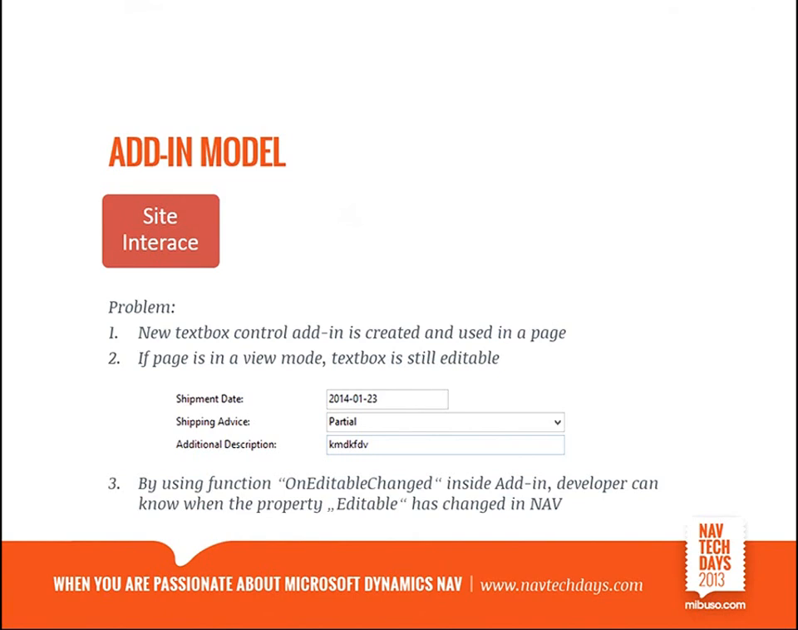So by actually using these on-editable-change functions inside an add-in, you can automatically manage things about editable properties. You don't need to add any additional coding in C/AL language. You can check and manage everything from the control add-in code, inside of the control add-in, about some of the properties of the page, I mean.